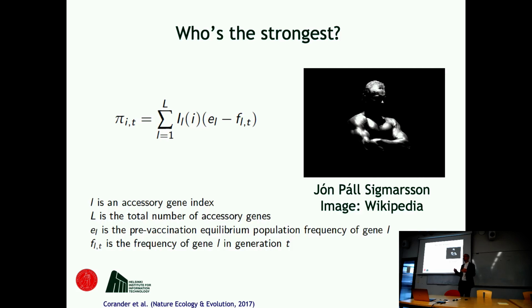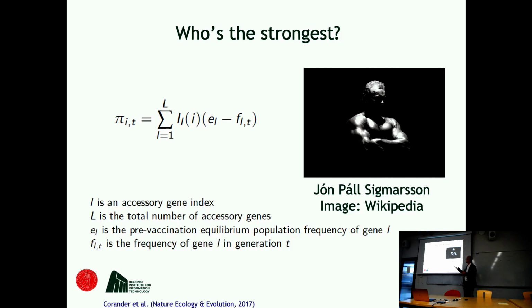So nobody is universally the fittest. And how we encode fitness here in terms of our model is that we have equilibrium frequencies of these genes. So they are indexed by l here. Small case l is now indexed for a locus or a gene. And capital L is the total number of these genes that we're looking at, in our case, let's say 5,000.